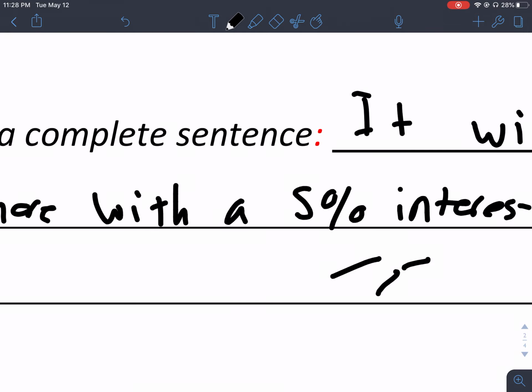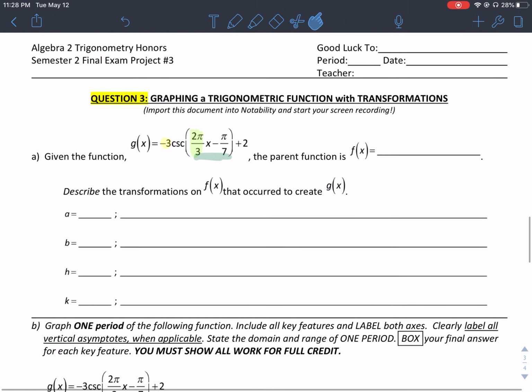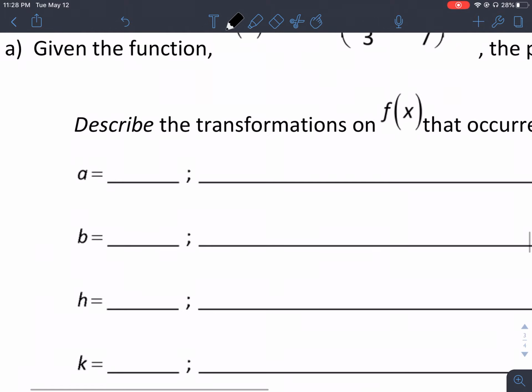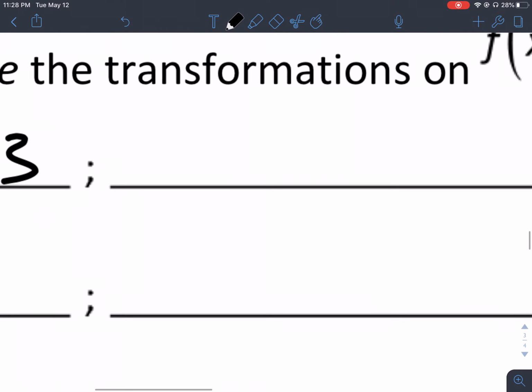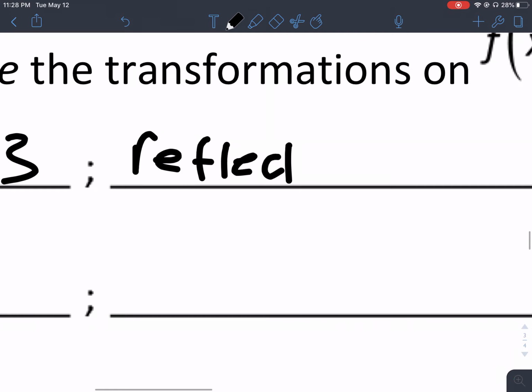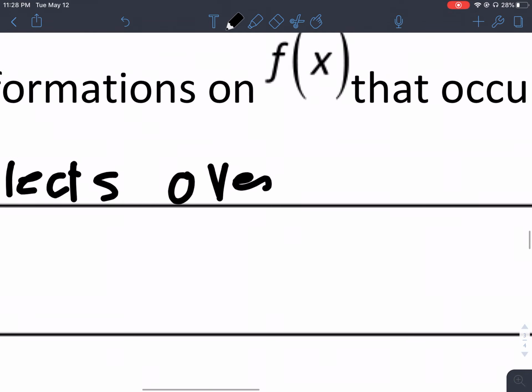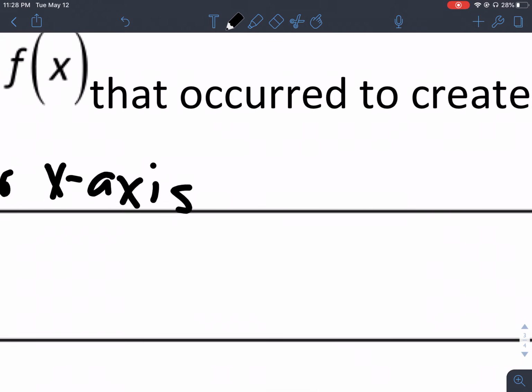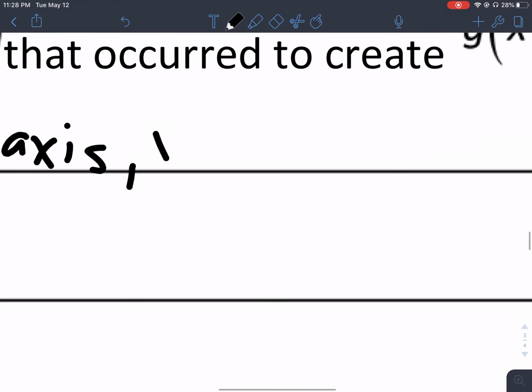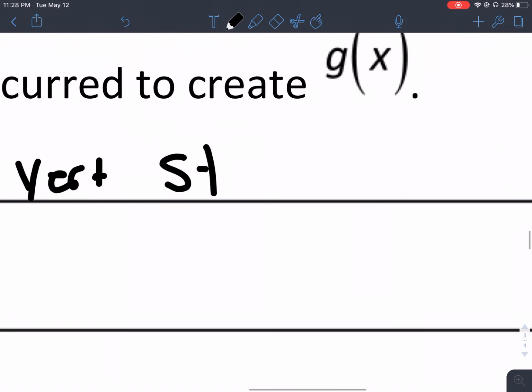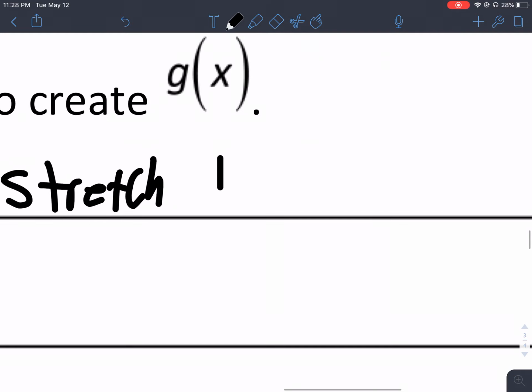Okay, so let me zoom out. We're done with that equation. For now we're given a function. First our a is right here, so that'll be -3. Since it's a negative, it reflects over the x-axis, and it is a vertical stretch by a factor of 3.